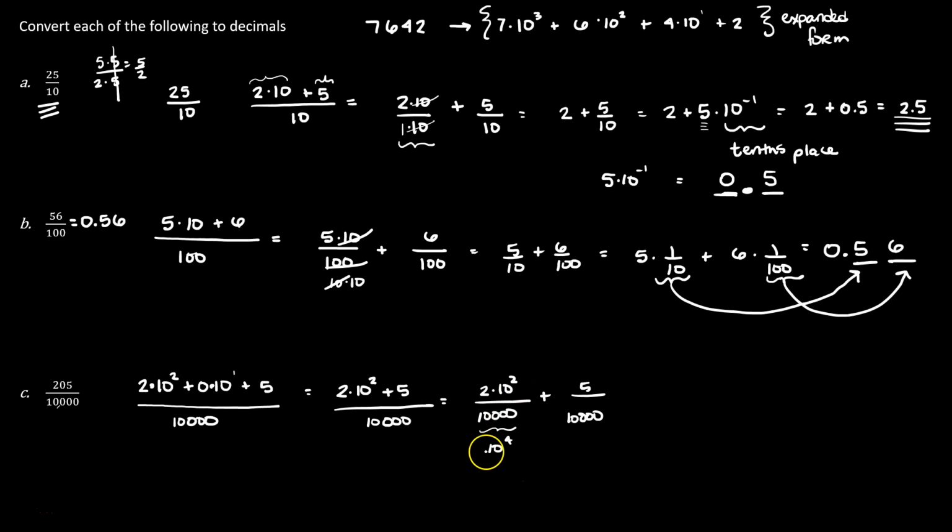10 squared divided by 10 to the 4th, that's going to leave us with 10 to the negative 2. Subtracting our exponents, 2 minus 4 gives us negative 2. And remember that the digit multiplied to that place value is a positive 2. And then we're adding to that 5 over 10,000. We could write that as 5 times 10 to the negative 4.